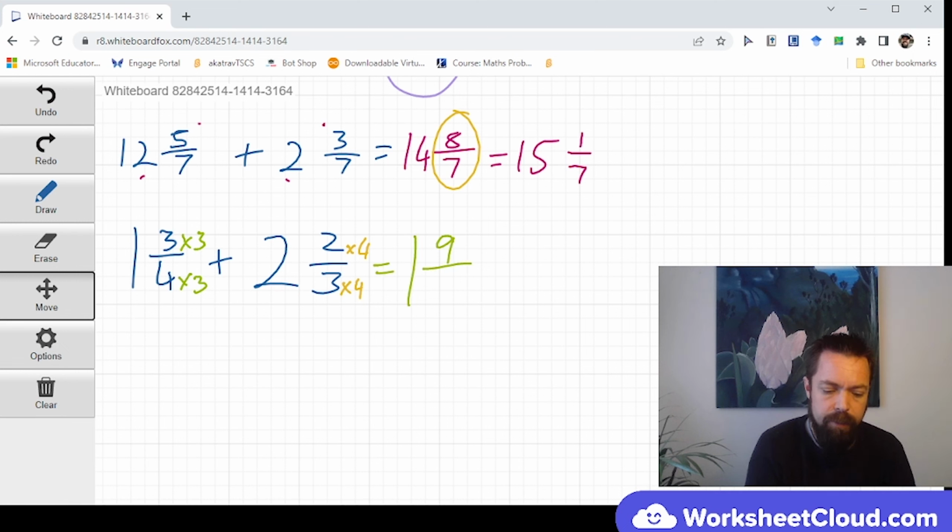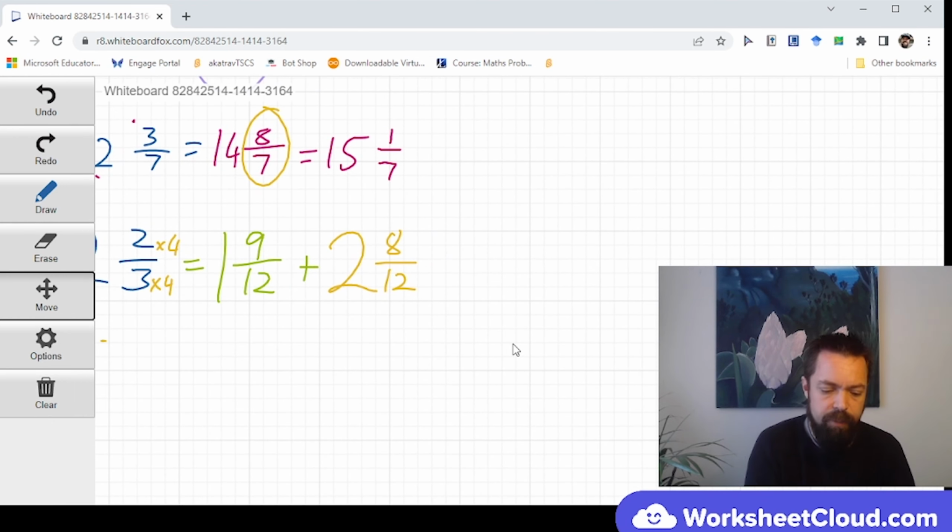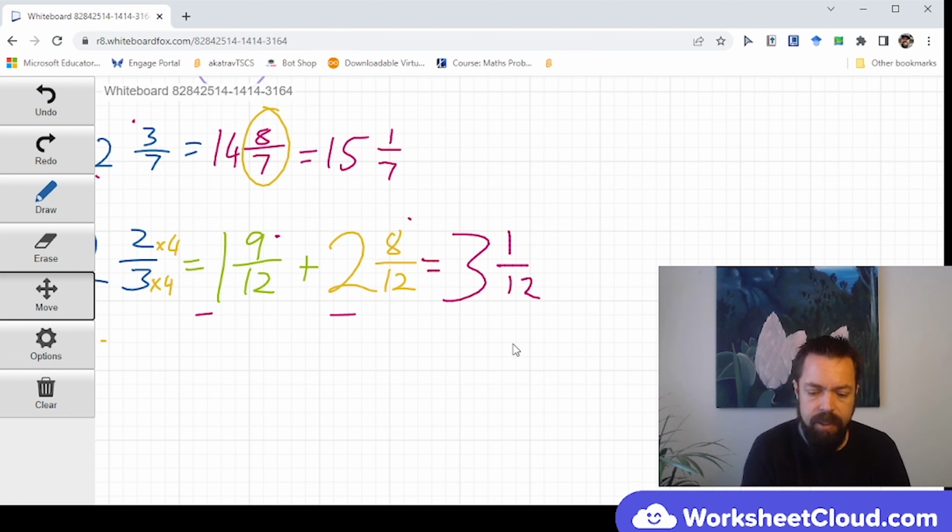So my new numbers are 1 and 9/12 plus 2 and 8/12. Shift across a little bit. Okay, so we've made our denominators the same. Now we can add them. 1 plus 2 is 3. Denominator stays the same. 9 plus 8 is 17.